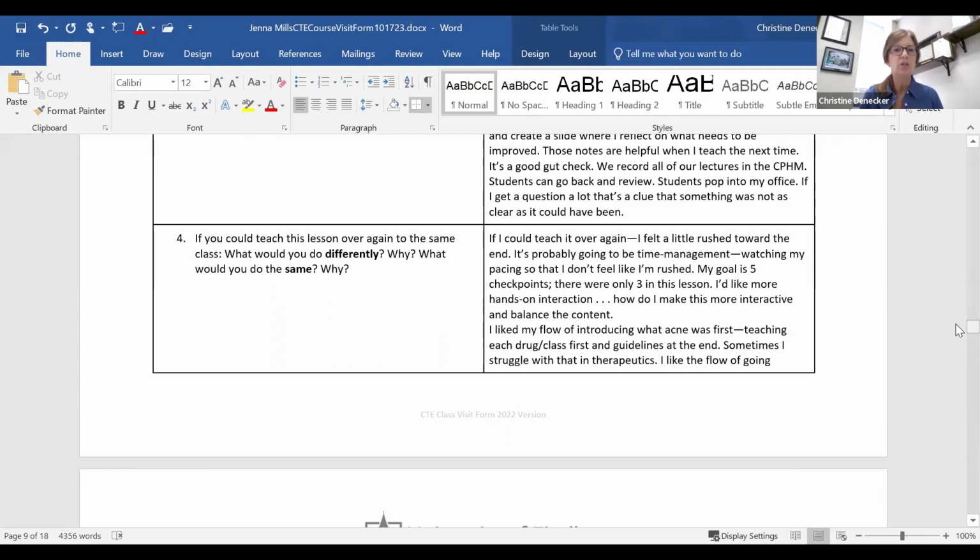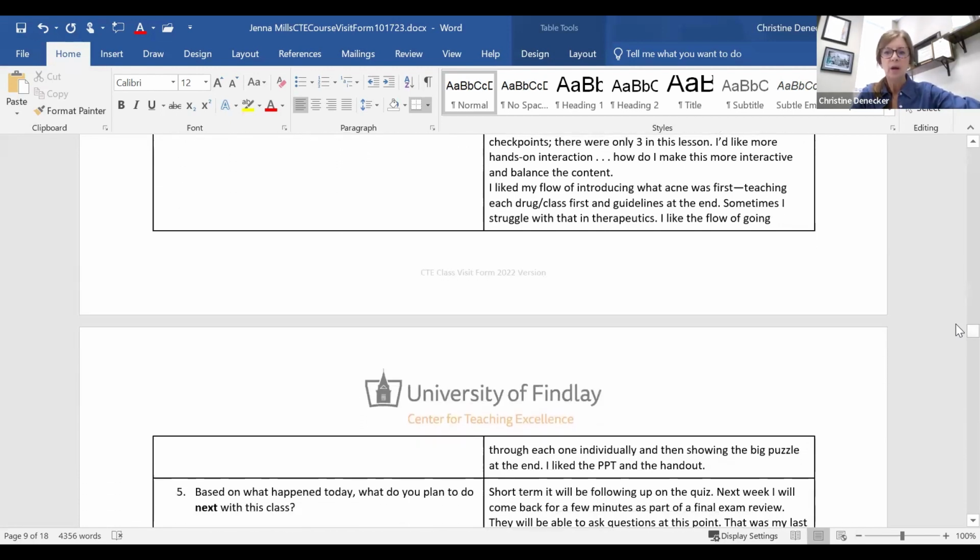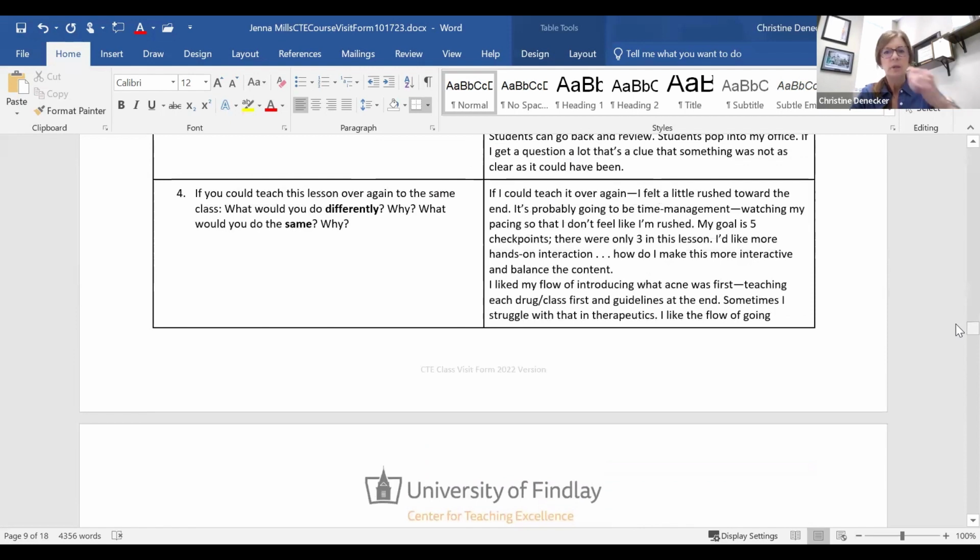Okay, here's one of my favorite questions. If you're going to teach this lesson again, what would you do differently? What would you do the same? So I felt rushed towards the end. My goal is 5 checkpoints. There were only 3 in this lesson. I'd like more hands-on interaction. So this gave us some good stuff to talk about afterwards, like how could she get more interaction and more interactive content? And then the thing that she liked was her flow, going through each individually. So again, to me, this is an accurate reflection.